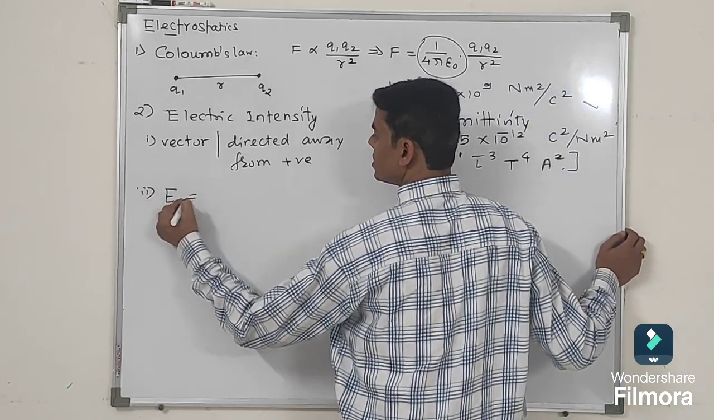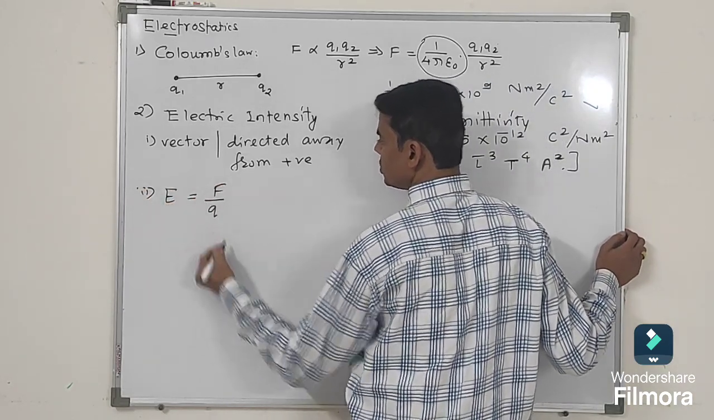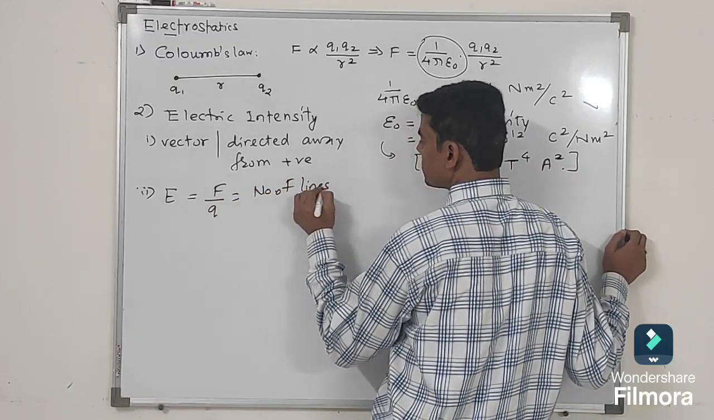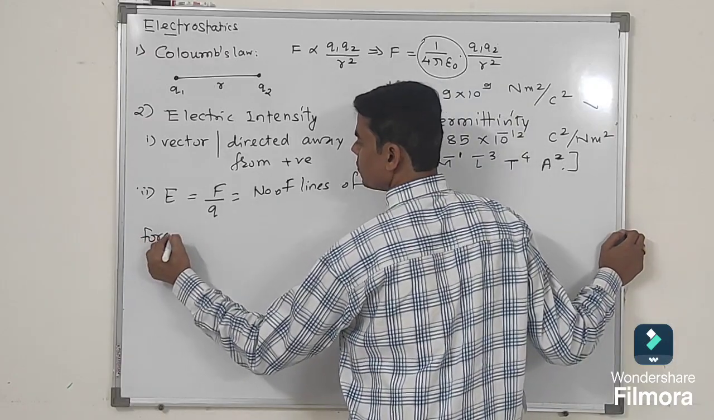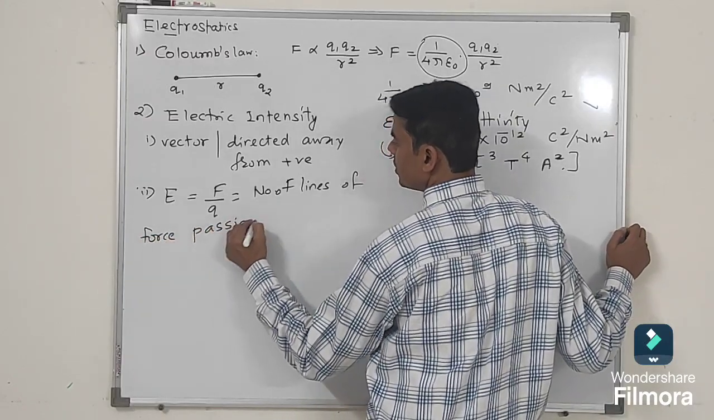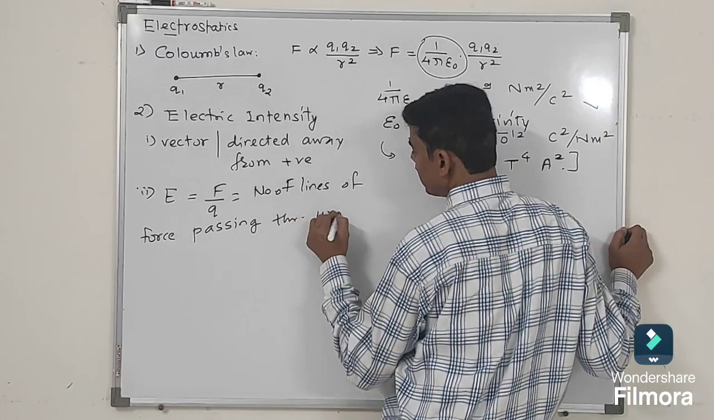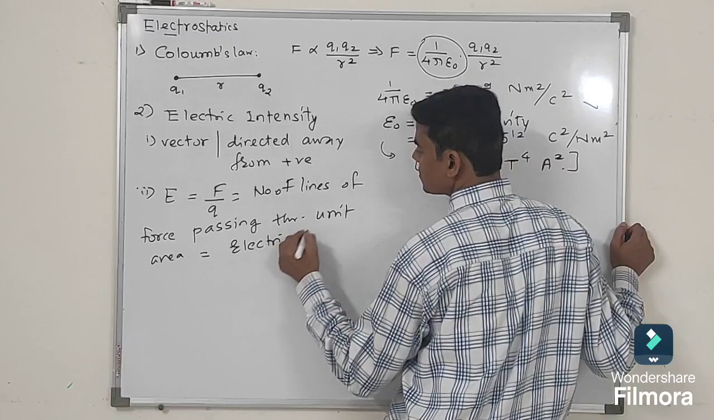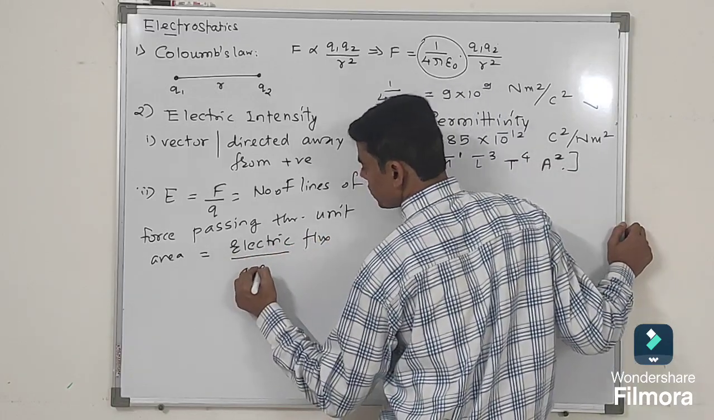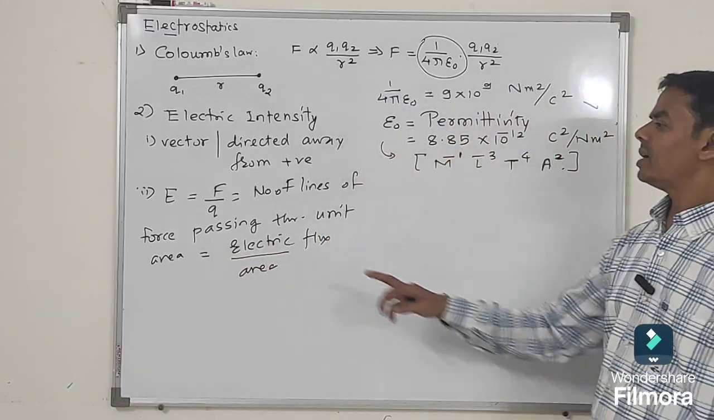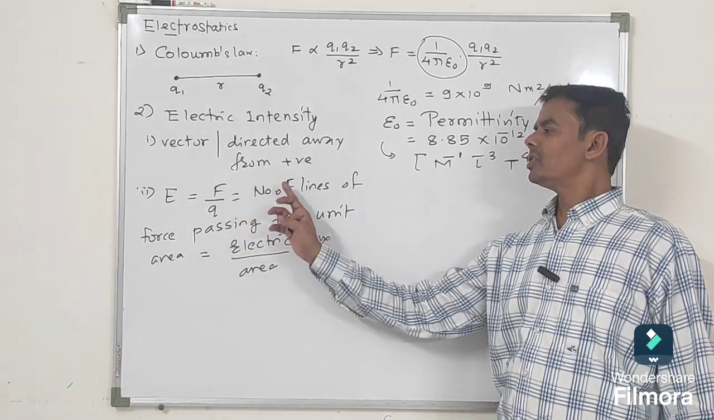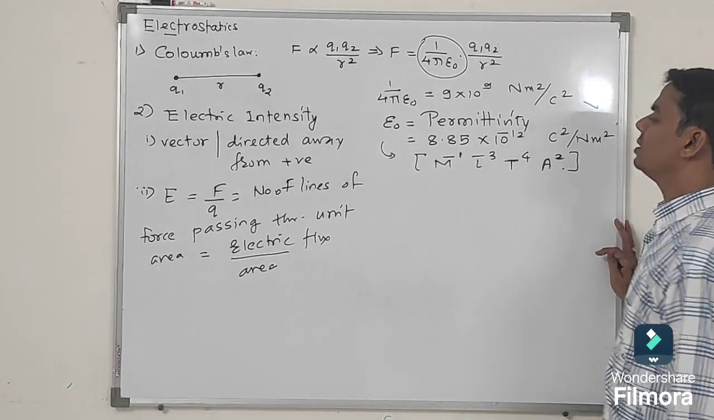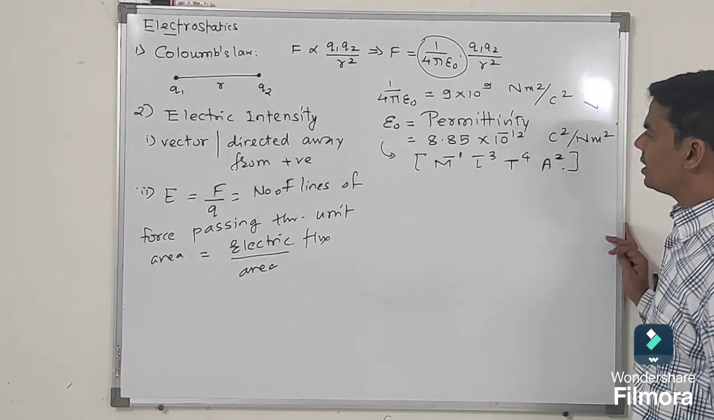It is defined as force acting per unit positive charge, or number of lines of force passing through unit area, or it is also defined as electric flux per unit area. So electric intensity is defined as force per unit positive charge, number of lines of force passing through unit area, electric flux per unit area. This is the basic definition of electric intensity.